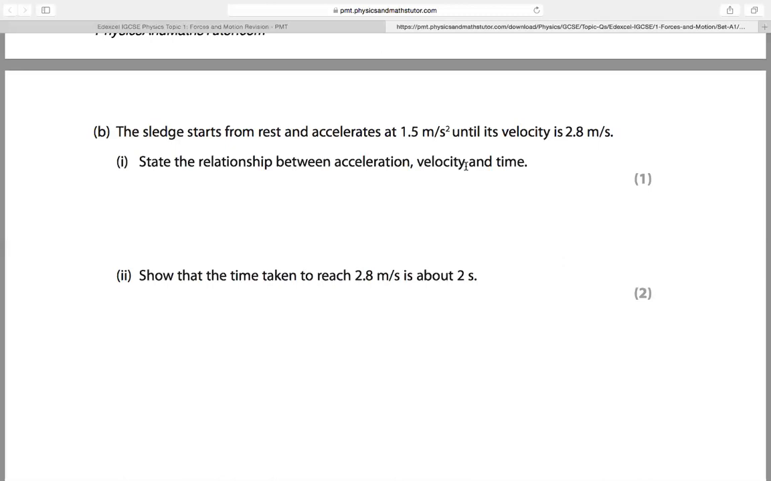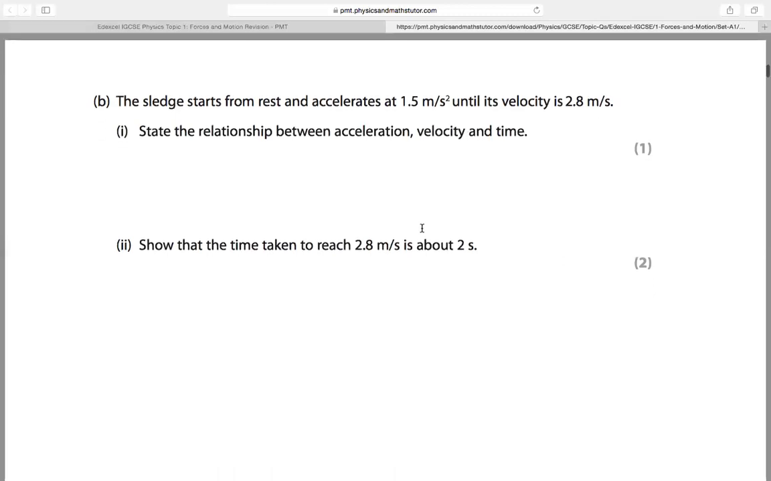Okay, so that is for B1. So you can either say final minus initial, or you can straight away say change in velocity over time taken. Okay. Next, show that the time taken to reach 2.8 meter per second is about 2 seconds.